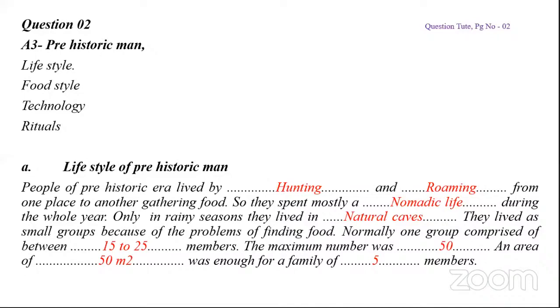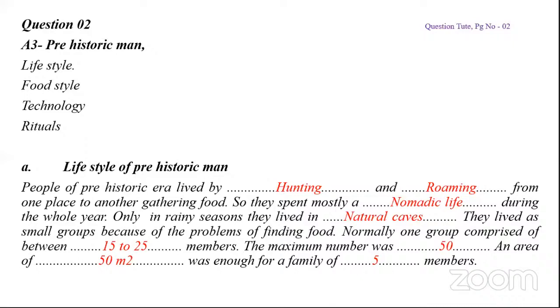If a question is given like that, this is the heading: lifestyle of prehistoric man, or the communal life of prehistoric man. Under that, this is the paragraph you have to write. Your explanation should be there as a paragraph. You can't write in point form. If you write in point form, you are not given marks.